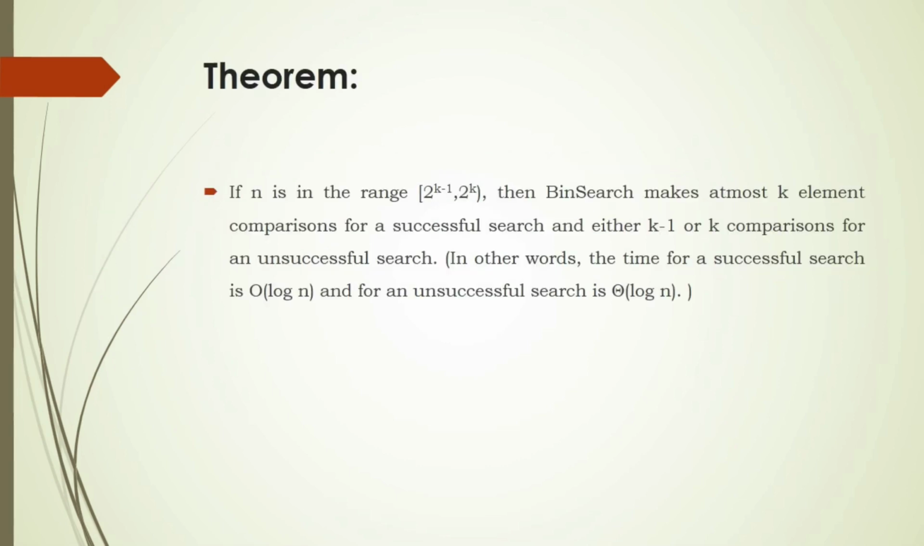If n is in the range of 2 to the power k minus 1 and 2 to the power k, then the binary search function which we have defined will make at the most k element comparisons in the case of a successful search and either k minus 1 or k comparisons for an unsuccessful search. This implies that the time taken for a successful search is in the order of big O of log n and that for an unsuccessful search is theta of log n.